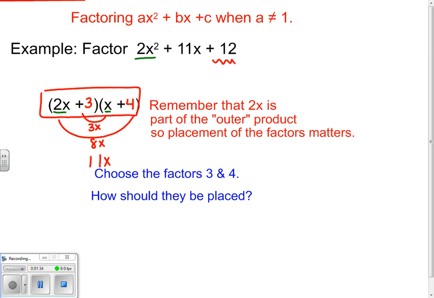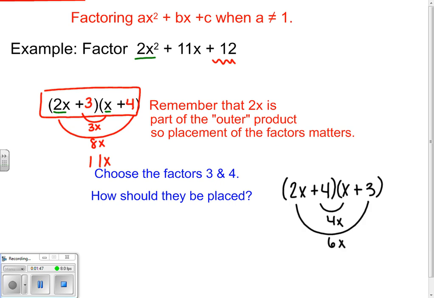But I want to show you what happens if you don't guess correctly. Had I had 2x and then I put a 4 first, and then an x plus 3 second, when I do the inner terms, I get 4x. When I do the outer terms, I get 6x. Adding a 4x and 6x gives me 10x. It wouldn't give me the 11 they wanted in the middle. So we call these guess and check because for most of you, it's easier to guess and check.